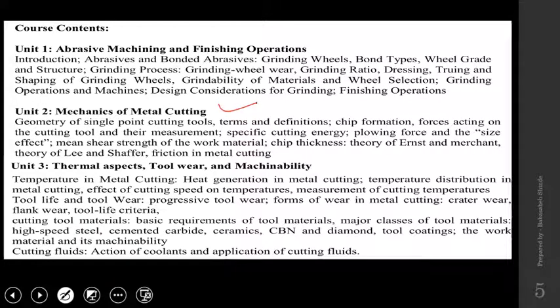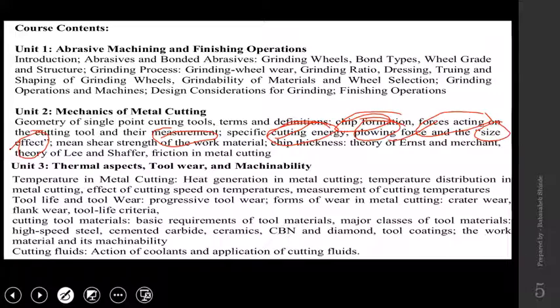Unit number 2, as I said earlier, is going to deal with the operations that are performed on the lathe machine. So the operations are based on the single point cutting tool. We'll start with the geometry of the cutting tool, then how chips form, what the nature of forces generated is, how to measure those forces, the involvement of various forces like cutting energy and flowing force, then what is meant by size effect. This is quite an interesting term. We'll look at that term while studying the unit.